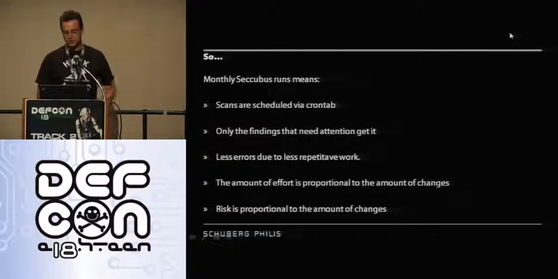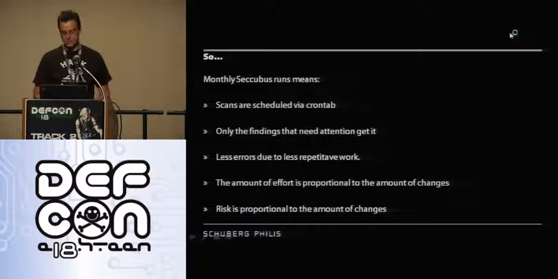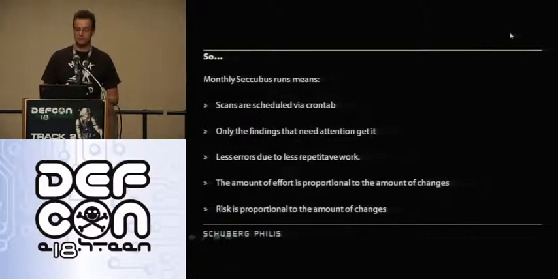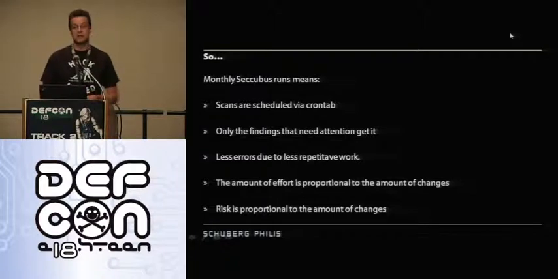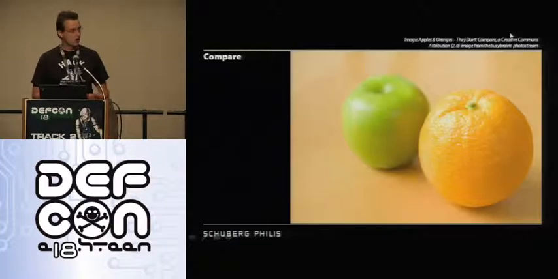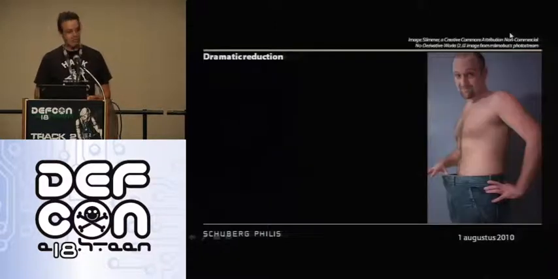On the other hand, if you use Seccubus monthly, weekly, whatever you like, it means you can schedule your scans. You only have to look at the findings that need your attention. It means you have less errors because you got less repetitive work to do. And you get a better balance between the amount of changes in your network and the amount of work that you do. And if a network changes frequently, it means that there's actually a bigger security risk as well. So by cleverly comparing stuff that's relevant, you can actually cut quite a lot of fat out of the analysis process.